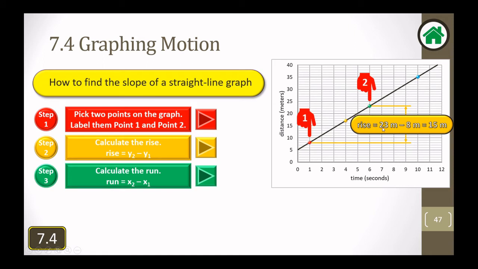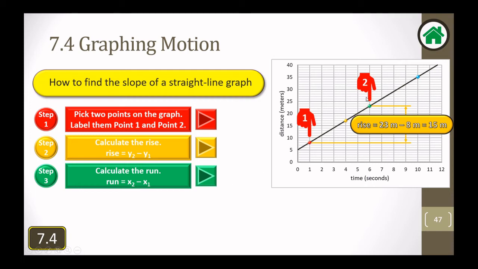Right, so the rise will be 23 meters minus 8 meters, because the y-axis is measured in meters, and the difference between those is 15 meters. The line climbed 15 meters between point 1 and point 2. Now if the line had been sloping downward, then the y value for point 2 would be less than the y value for point 1, and in that case the rise would wind up being a negative number, and that's perfectly fine. The next thing you want to do is to calculate the run.